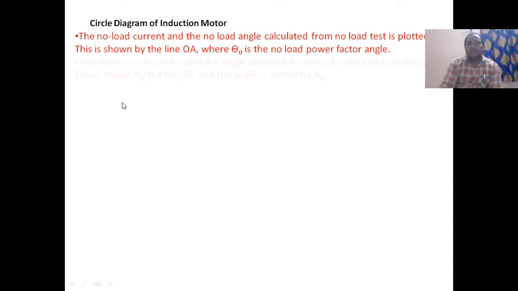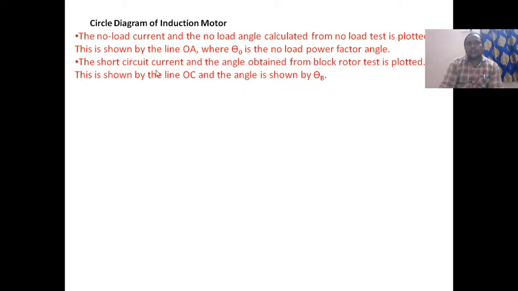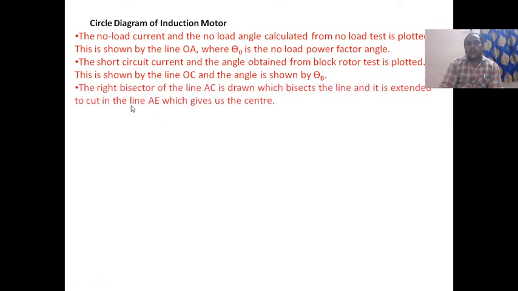Second point is the short circuit current and the angle obtained from the blocked rotor test, which are plotted. This is shown by the line OC and the angle is shown by theta B. In the third step, the right bisector of the line AC is drawn, which bisects the line, and it is extended to cut the line AE, which gives the center.